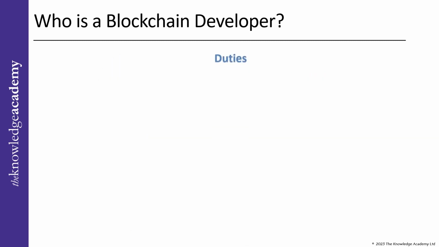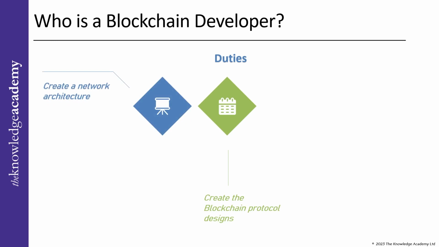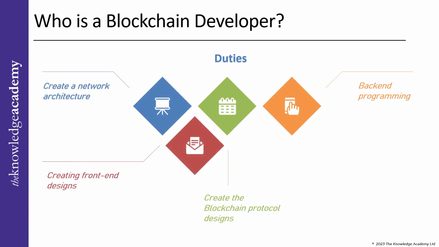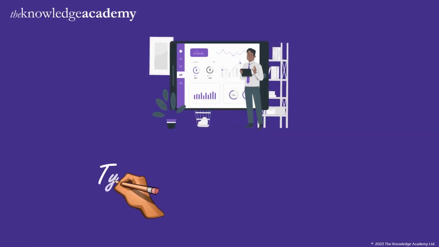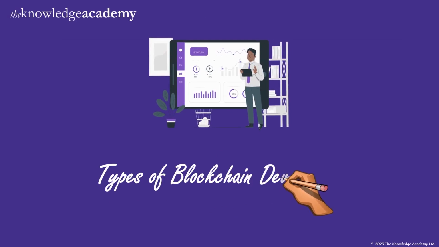One has to carry out the following duties: create the blockchain protocol designs, create a network architecture that helps to centralize or decentralize your data, back-end programming using blockchain protocols, creating front-end designs as per customer demands, and then finally creating and maintaining smart contracts. Which brings us to our next topic, different types of blockchain developers.